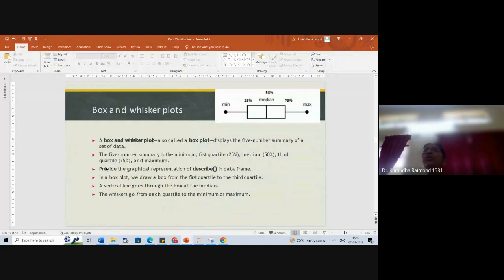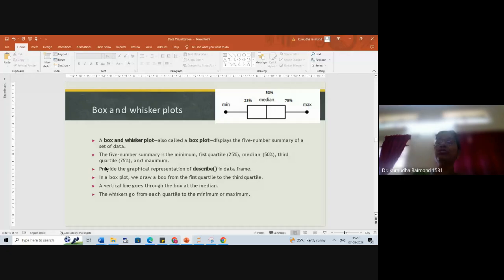And now I'm moving on to the next plot. It's called a box and whiskers plot, also called a box plot. It is a five-number statistical data summary: minimum, maximum, median, that is the 25% first quartile, then the median, and then the third quartile. So all these five numbers will be written in order to draw this particular box and whiskers plot.